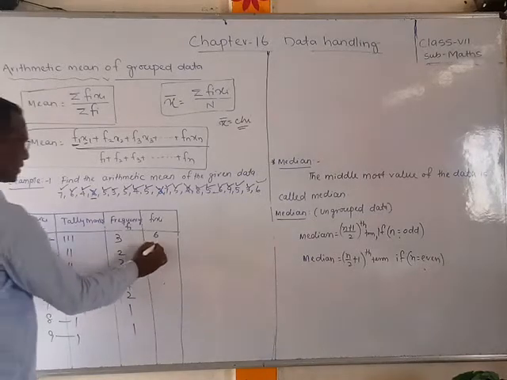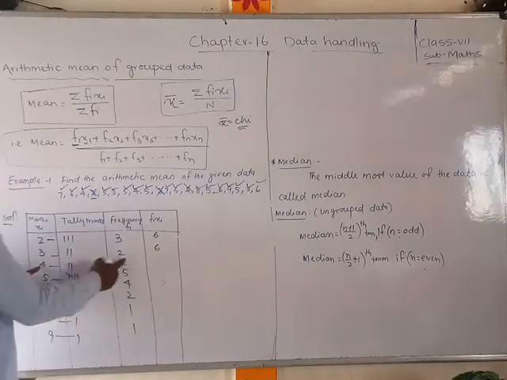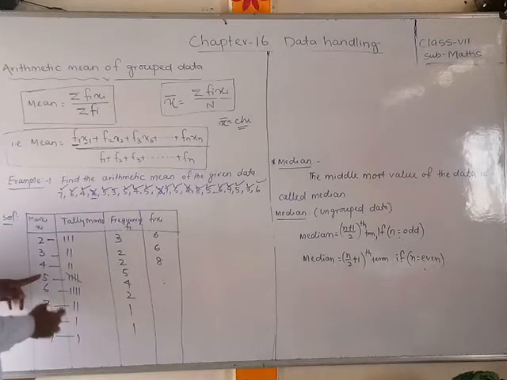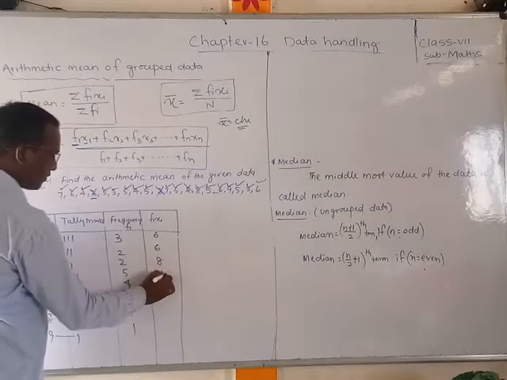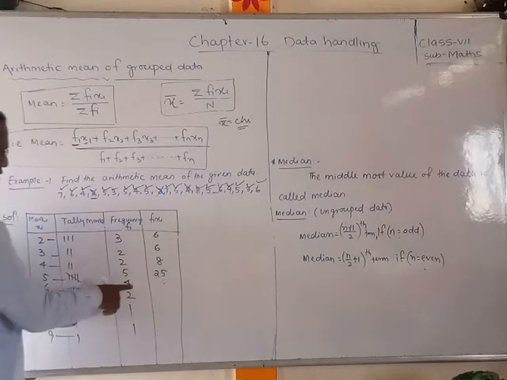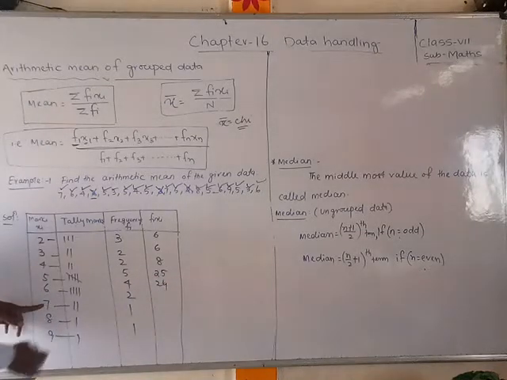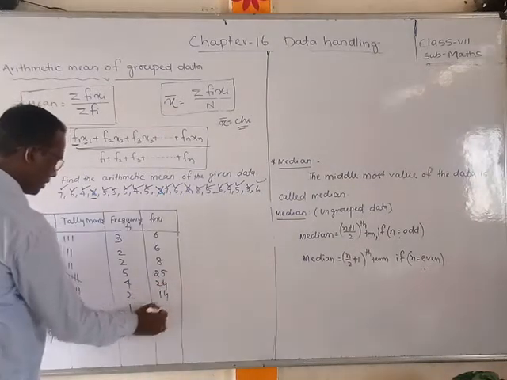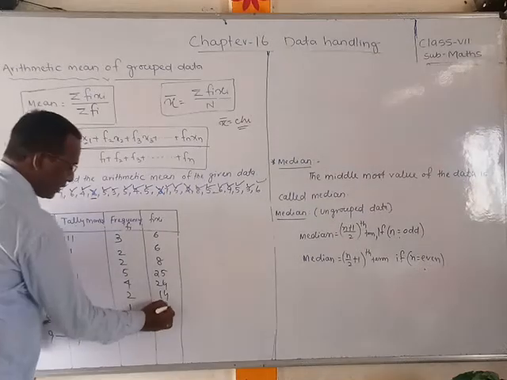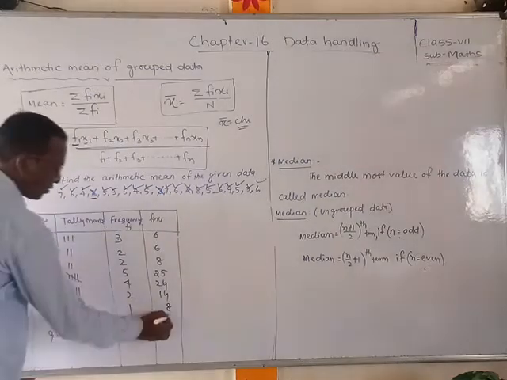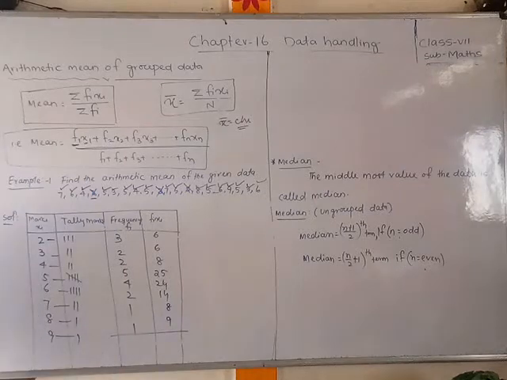2 3s are 6. Next, 4 into 2 is 8. Next, 5 into 5 is 25. Next, 6 into 4 is 24. 7 into 2 is 14. And 8 into 1 is 8 only. Next, 9 into 1, so only 9. So now we have to add.